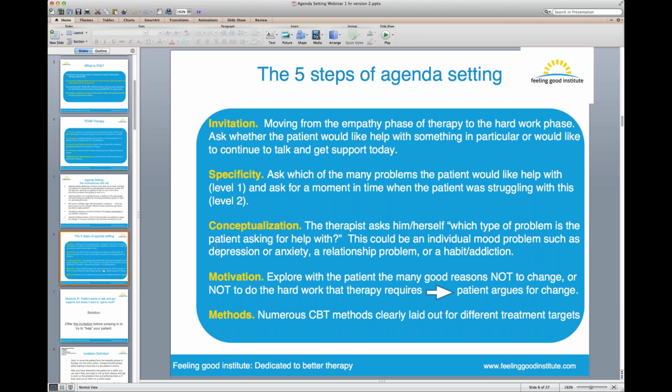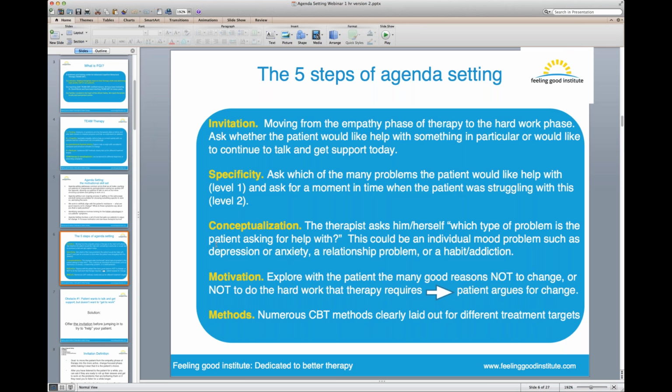The specificity step, if your patient accepts the invitation and says, yes, I'd love to get to work, let's do it, is where we're going to get the patient to narrow down. We're going to ask, which of these many problems did you want help with? And then even further, let's get specific. Could you tell me about a moment in time when you were struggling with this? Again, we're trying to move from vague complaints to specific, actionable problems that we can help the patient work on.